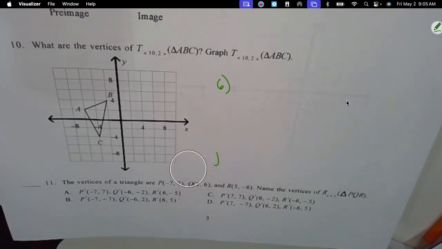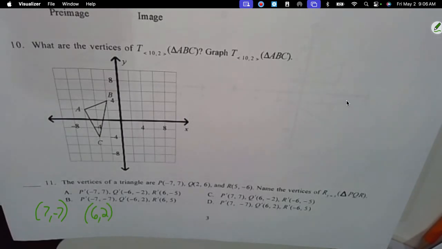Alright, this one wants a reflection. This one I'm going to do without even graphing. Does that say y equals x? Yes. What does that mean? It means switch your x and your y. I don't even have to graph this one. If I switch my x and my y, what's my new point P? 7, negative 7. I'll write it down. We can look at the answer choices in a second. What's my Q going to be? 6, 2. I'm just switching my x and my y because it just says y equals x.